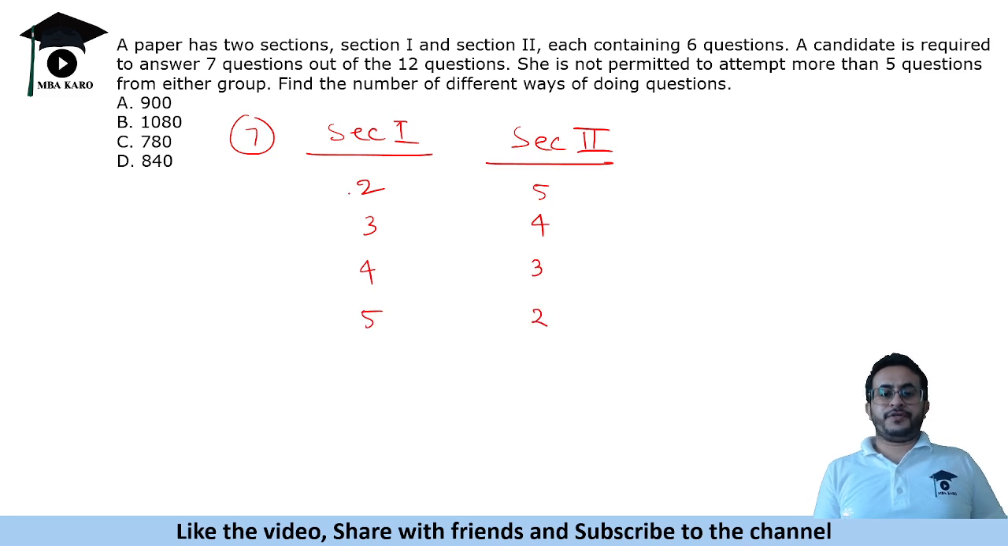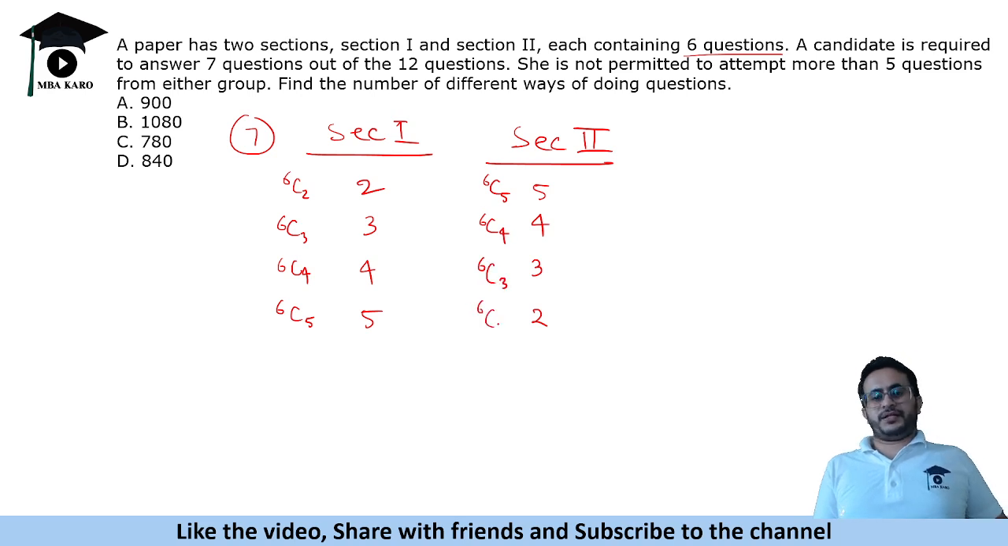Okay, so if a student attempts 2 questions out of 6, see, we do not have to arrange. So basically we have to select 2 questions. So it will be 6C2, this will be 6C3, this will be 6C4, and this is 6C5, and this will be 6C5, 6C4 and 6C2.